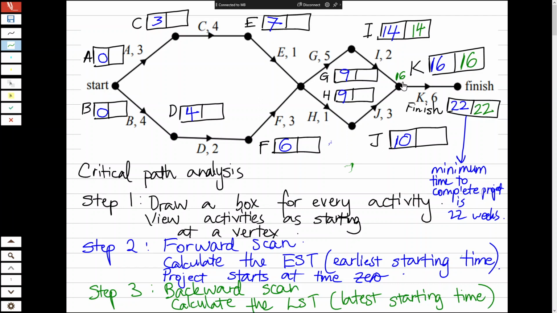Now, the latest I can get to this point here is 16. Activity J takes 3 weeks. So what is the latest time that I can start activity J and still get to this point here by time 16? 13. Okay? So notice what's happening now.